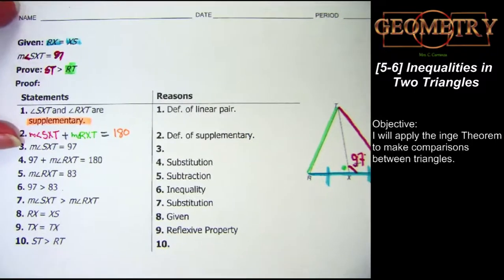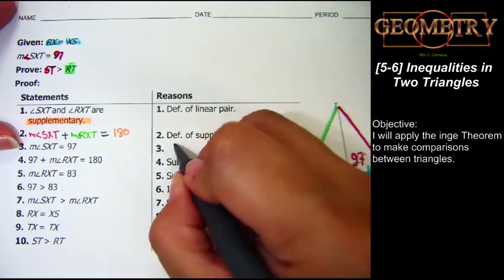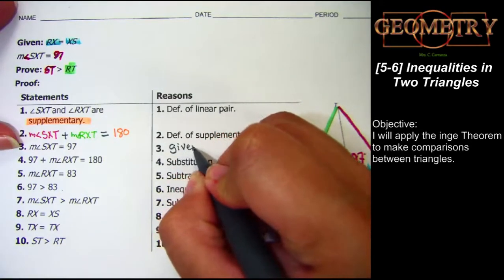All right. The next thing is that the measure of angle SXT equals 97. Where did they get that? From the given. Very nicely done. Thank you. So we're going to add given as the reason.